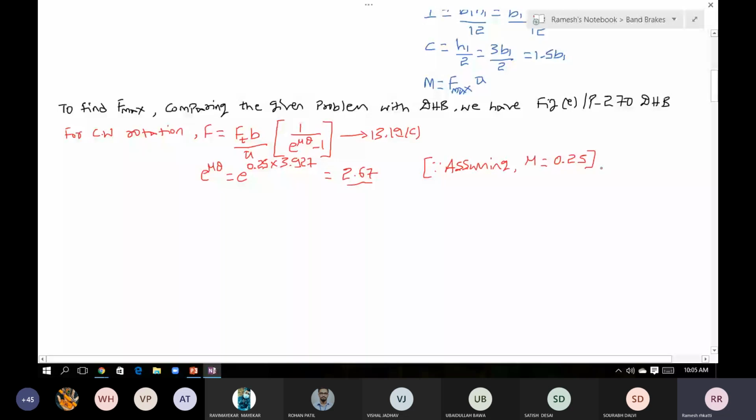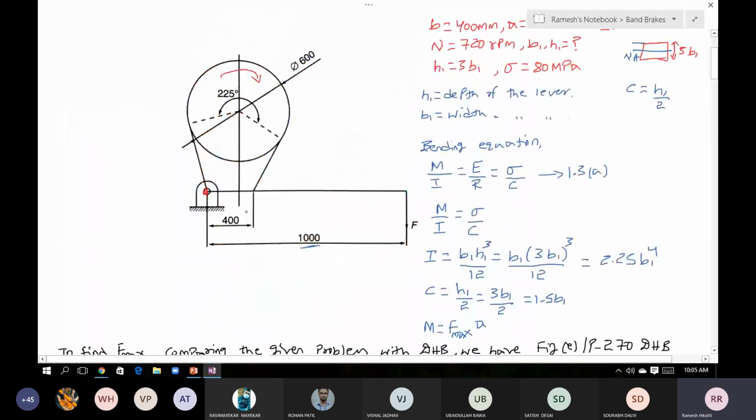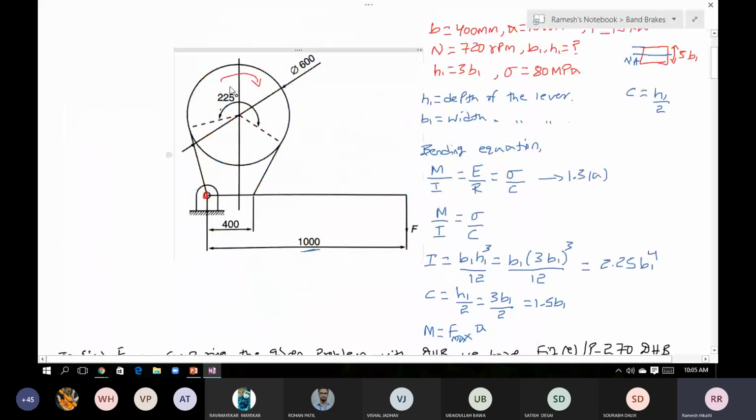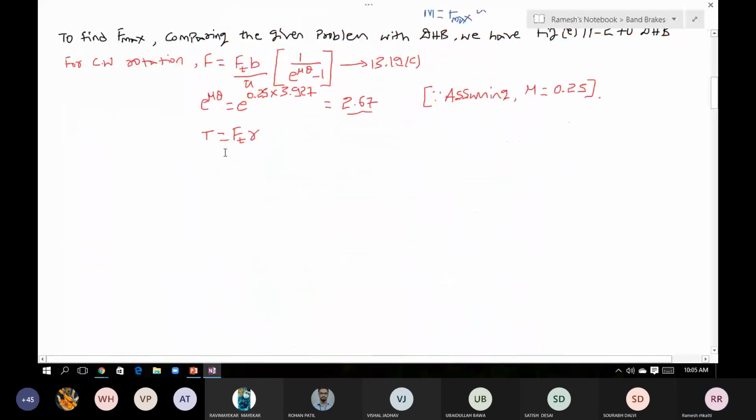tangential force. To find the tangential force, we know that torque is nothing but tangential force into radius of the drum, force multiplied by the radius. That will give you the torque. If you see the given data, power is given and RPM is also given, so from that you can find out the torque. Once you find the torque and the radius is also given, you can find out the tangential force.